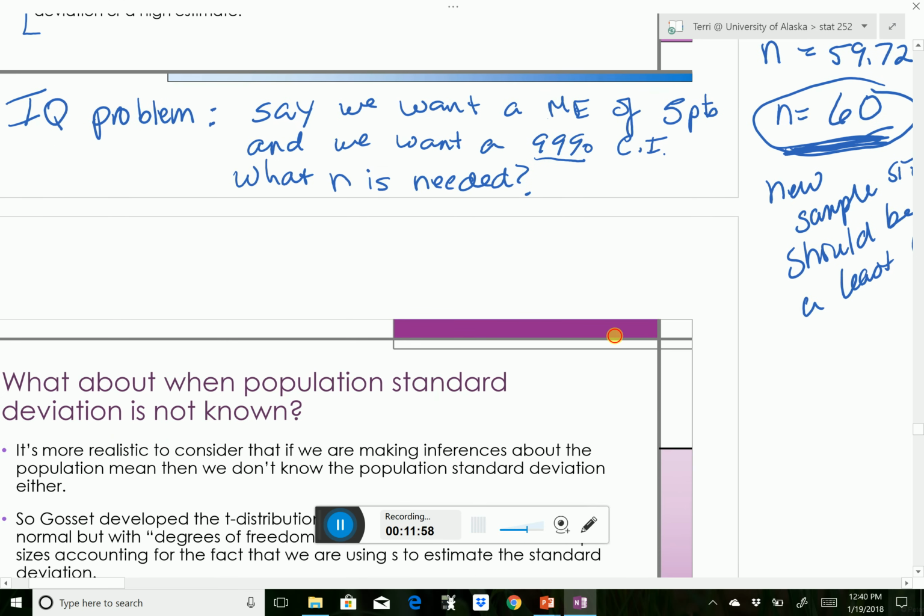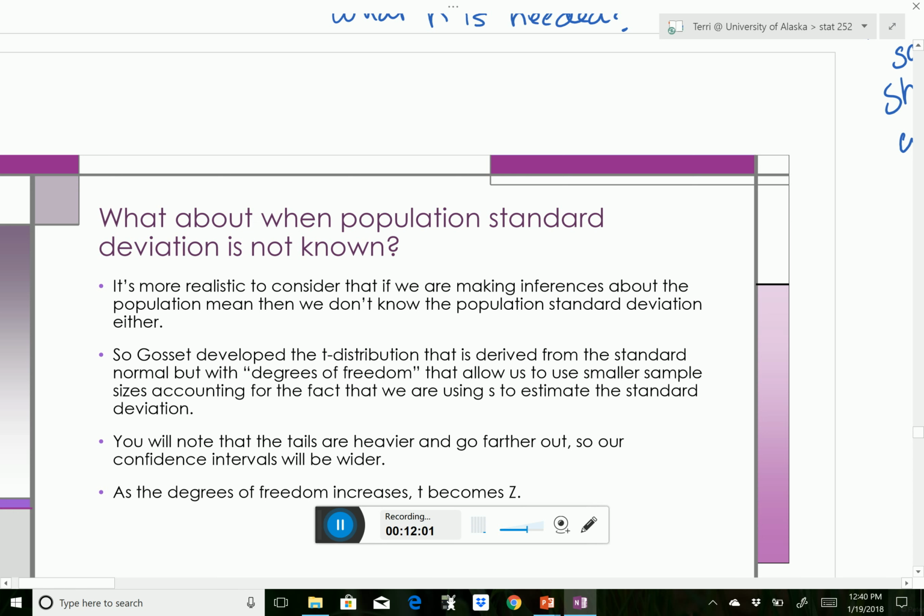So the next thing we're going to talk about is, what about when the population standard deviation is not known?